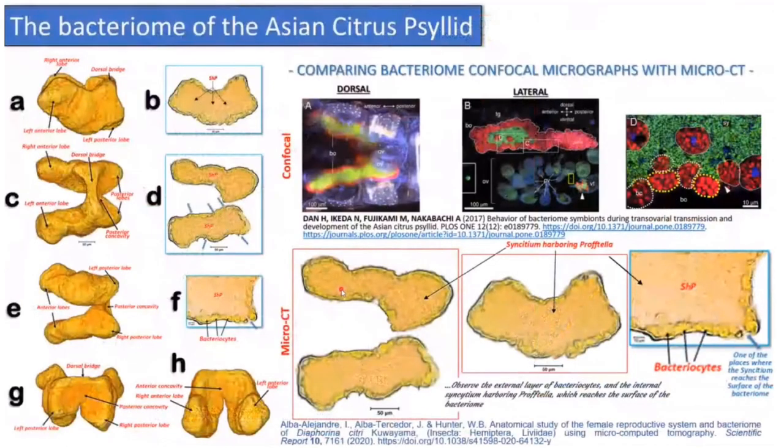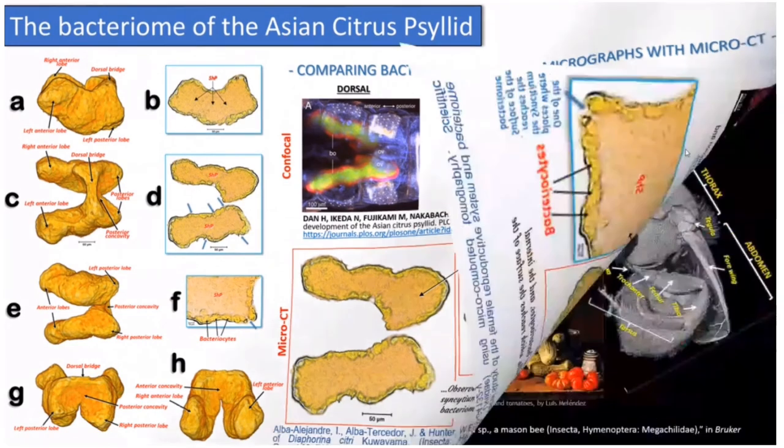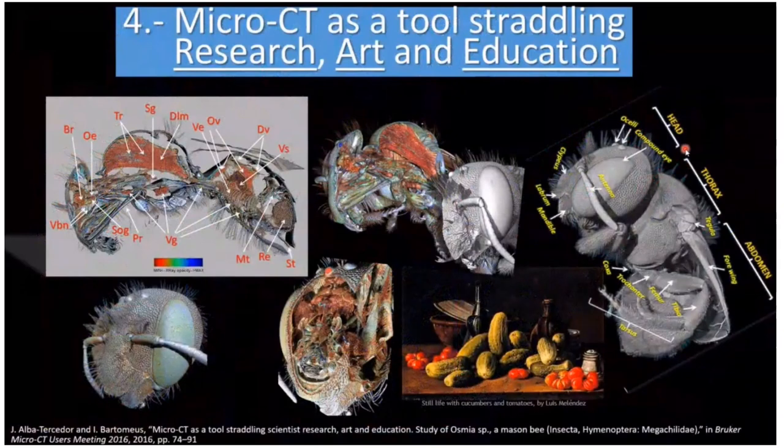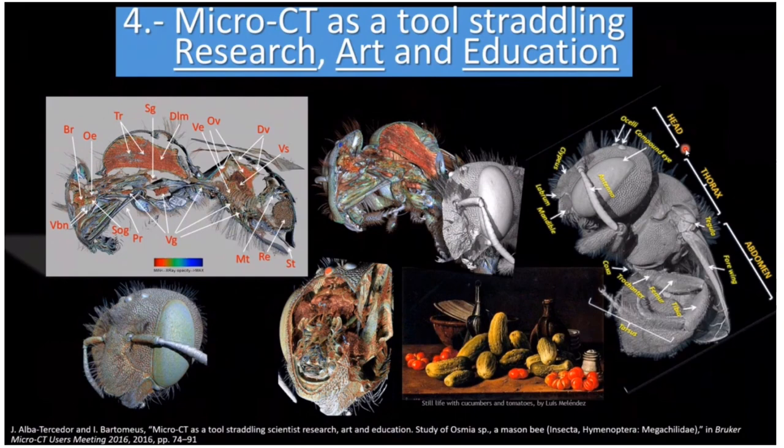Even when we study in detail the bacterium, we did a cross-section cut, and we observe exactly the same structure as with confocal microscopy. So it's another comparison of the utility of microscopy. I would like to finish my presentation by saying that micro-CT is not only a research tool.